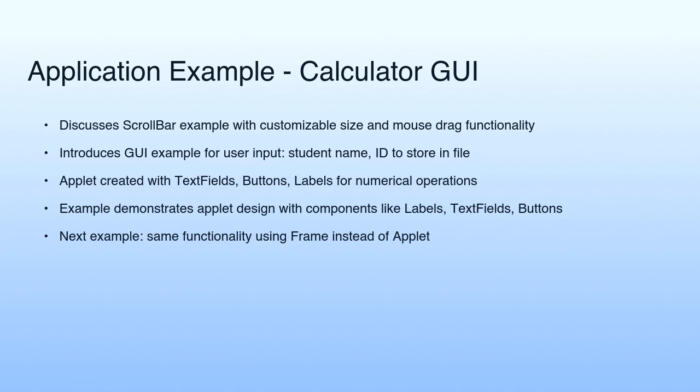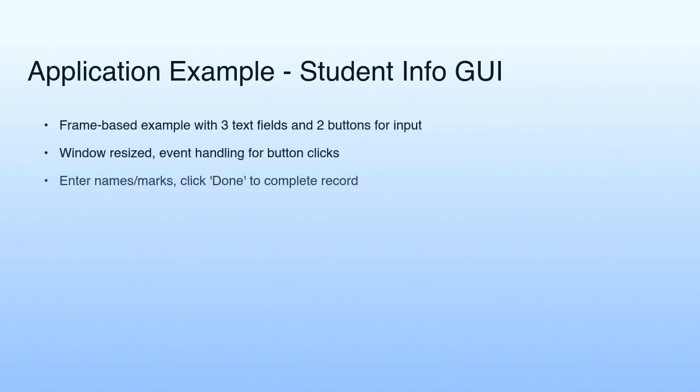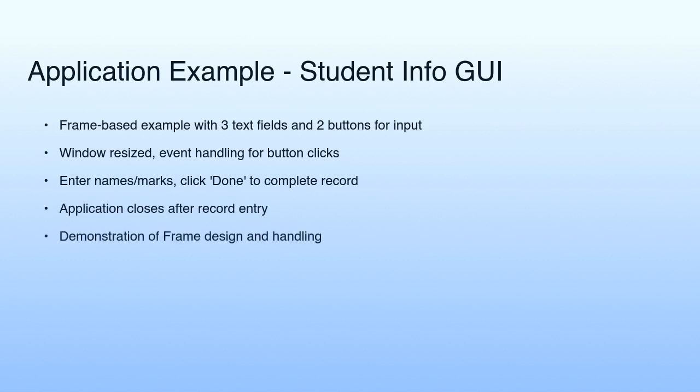The next example shows the same functionality using a frame instead of an applet. In the frame-based example, there are 3 text fields and 2 buttons for input. The window can be resized, and event handling for button clicks is implemented. The user can enter names and marks, and clicking Done completes the record. The application closes after record entry, demonstrating frame design and handling.